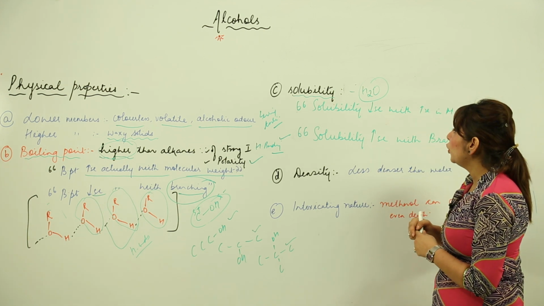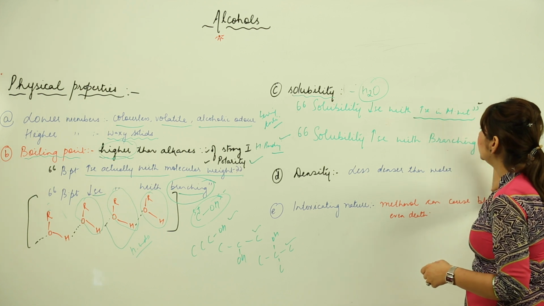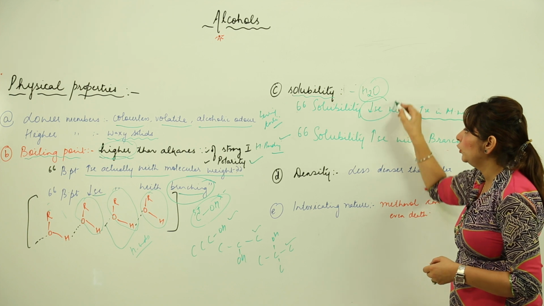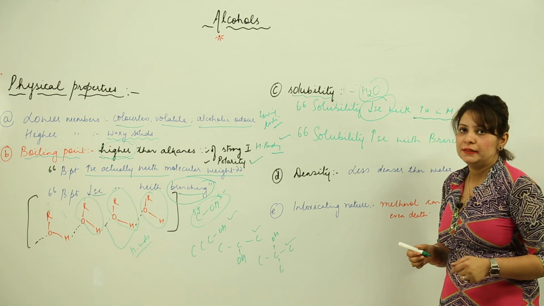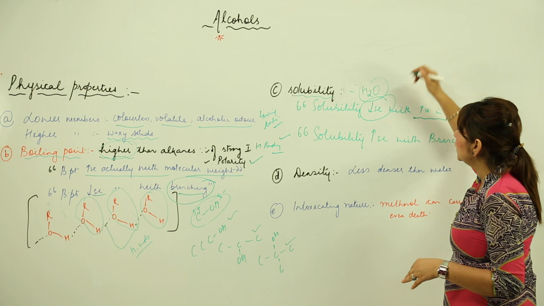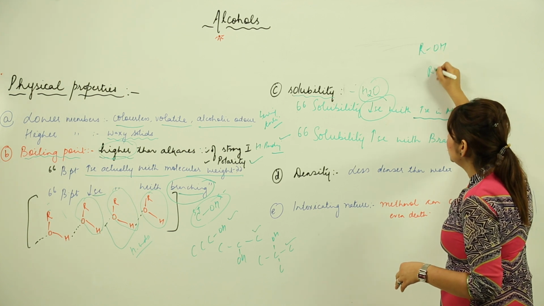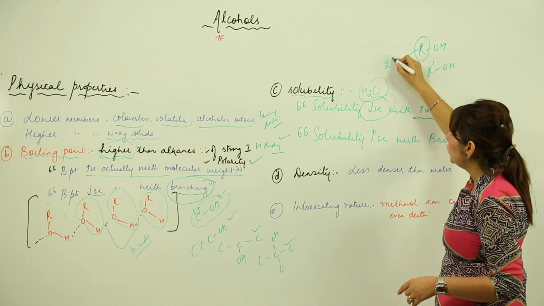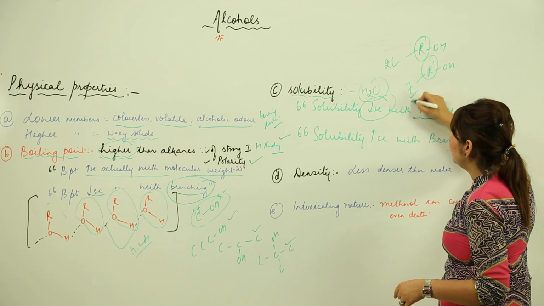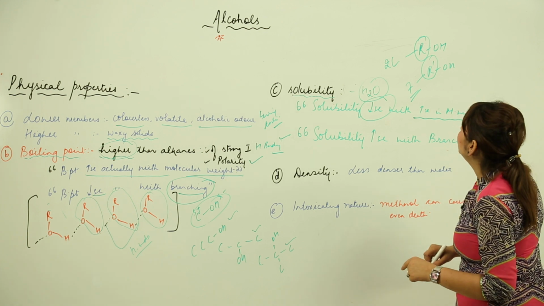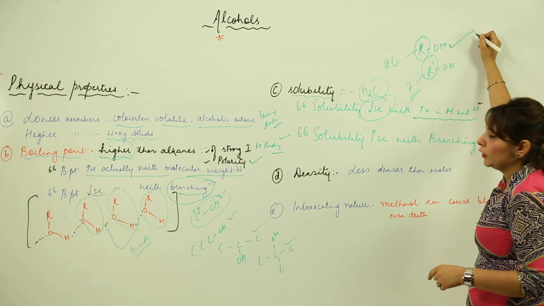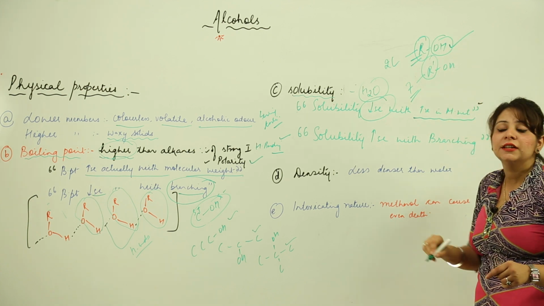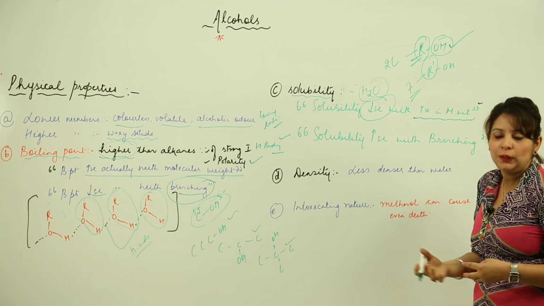But when we talk of the higher alcohols, that means the alcohols with higher molecular weight, we see that solubility decreases. Now what is the reason behind this? Suppose I have R-OH and another R-OH. Let's say this R comprises 2 carbon atoms and this R comprises 7 carbon atoms. The first is going to be soluble in water, as this R is not going to restrict the OH from hydrogen bonding with water.